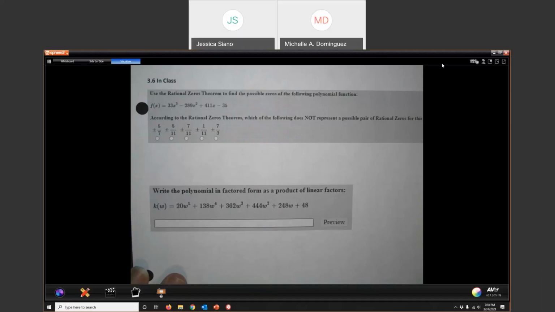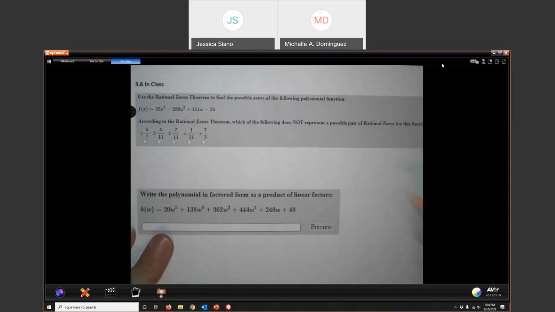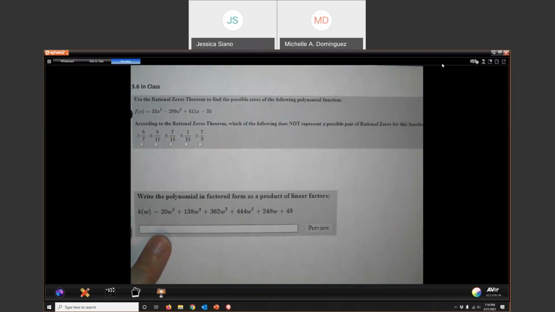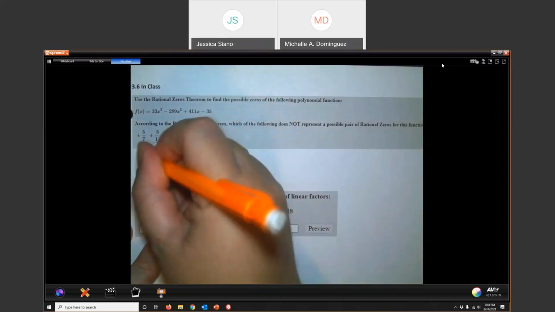So 3.6 is about polynomials. The first thing we have here is the rational root theorem, and the rational root theorem tells us that if a rational root exists, it is a factor of the constant term divided by a factor of the leading coefficient. So I want to take a minute and practice that and write out all the possible rational roots for this polynomial. So the constant term is 35.